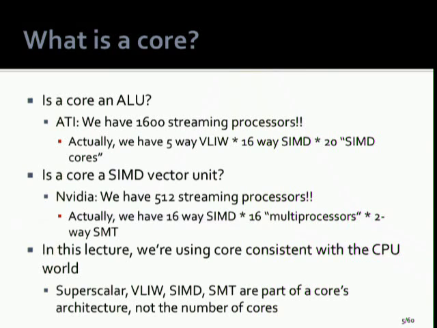So I want to orthogonalize all of these different microarchitectural parameters from the actual way that we think about programming these chips. And so I use the word core more consistently with the CPU world. I would say that the AMD chip, instead of having 1,600 cores, has 20. Instead of 512 cores on the NVIDIA chip, I would say it has 16. And this matches up well with Intel, who will say that Westmere has 6 cores instead of 48. If they were multiplying all this stuff out, they could get to some larger number too.